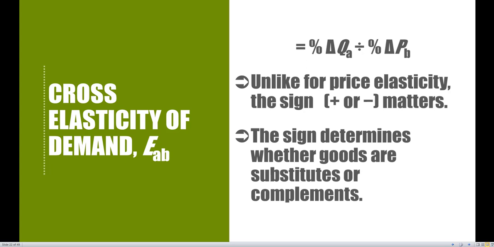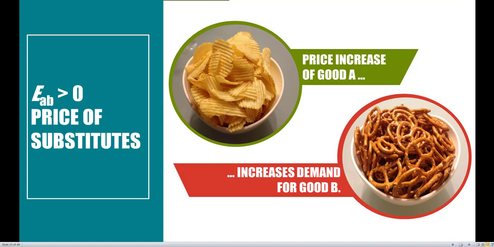So what happens if we have a positive sign? If the cross elasticity of demand is greater than 0, it's a positive number, then we notice that these two goods that we're comparing against each other are substitutes. So if we increase the price of good A and it increases the demand for good B, that tells us that, hey, it's a positive number. We have a positive in the numerator, we have a positive in the denominator, so these two goods are going to be considered to be substitute goods with one another.